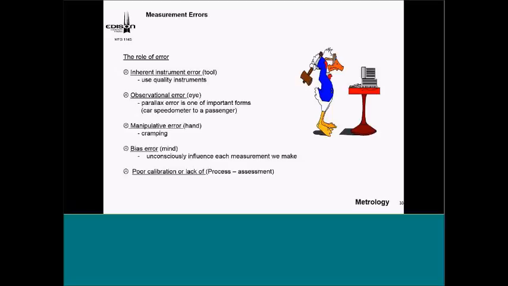We can have manipulative error, or the hand, and that's cramping. So if you recall that, if I hold my hand up and I want you to measure something that's pretty heavy, and I'm moving, all right, that's manipulative error. So again, we're not staying fixed in our reference point.